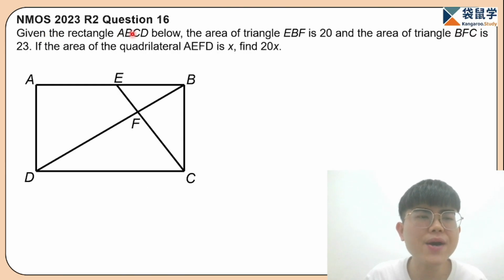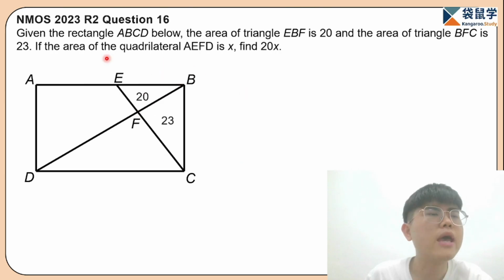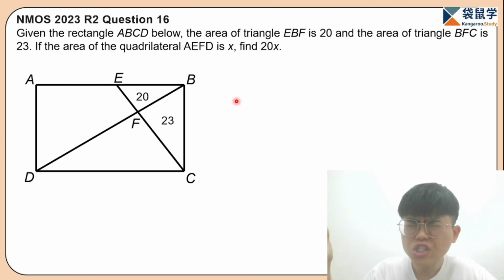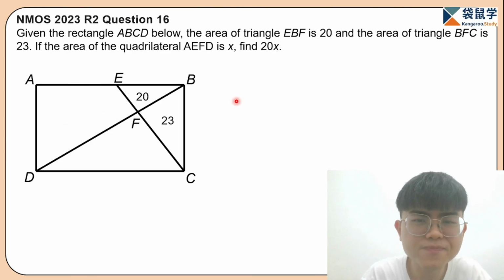So given the rectangle ABCD below, the area of triangle EBF is 20 and the area of triangle BFC is 23. So we have EBF, this is 20, and we have BFC, this is 23. If the area of the quadrilateral AEFD is x, find 20x. So AEFD, this is what we are trying to find, the value of x right here. So how do we solve this question?